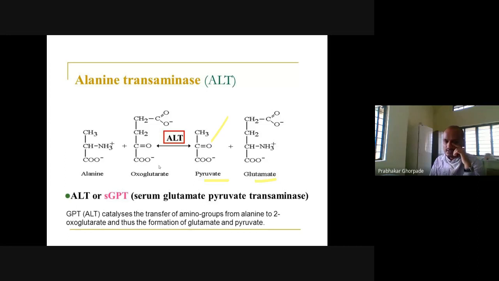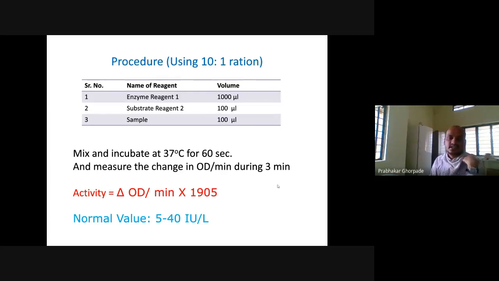So ALT or SGPT, serum glutamate pyruvate transaminase, catalyzes the transfer of the amino group from alanine to alpha-ketoglutarate. So this amino group is being transferred to this alpha-ketoglutarate, and then there is a formation of glutamate and pyruvate. And this is the reaction setup.